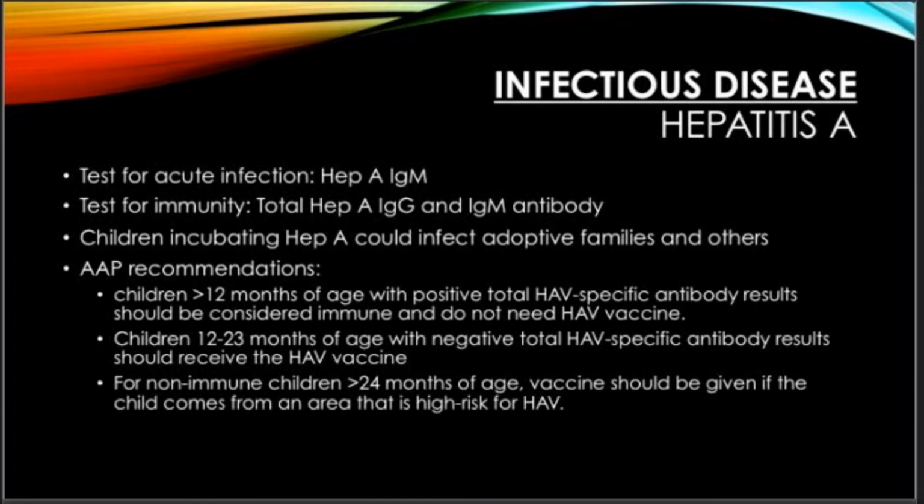A little bit about hepatitis A. You want to screen for Hep A as well. For acute infections, you want to screen for hepatitis A IgM. To test for immunity, you want to test for the hepatitis A IgG and the IgM antibodies.